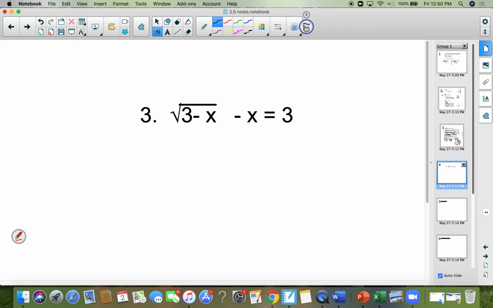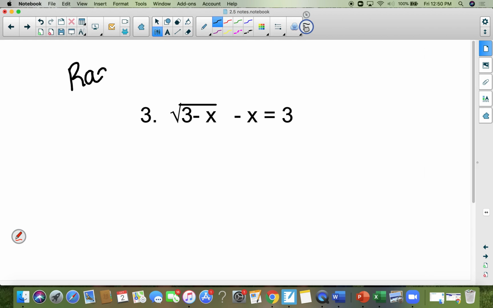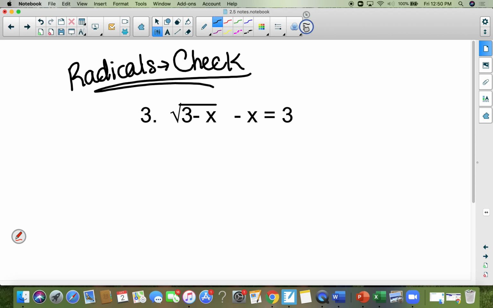Now, for the next couple of problems, we're going to do radicals. Whenever you do radicals, I'm going to write it up here, you need to check. Make sure you check your answers whenever you see a radical on your paper, on the test, on the ACT. So in order to do radicals, you want to get the radical alone. So I'm going to add x to both sides. I added x to both sides of the problem.